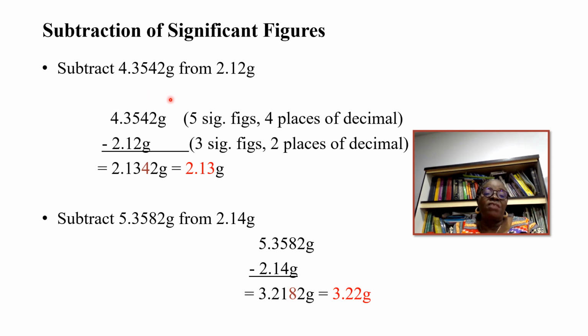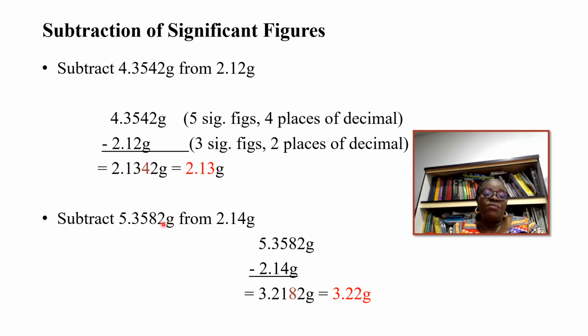4.3542 grams has 5 significant figures and 4 places of decimal, while 2.12 grams has 3 significant figures and 2 places of decimal. This is the limiting term because it just has 2 places of decimal. That tells you that your answer must appear to 2 places of decimal. If we subtract these two values, we will have 2.1342 grams. But your answer cannot appear like this. Remember that it has 2 places of decimal. So your correct answer will be 2.13 grams to 2 places of decimal.